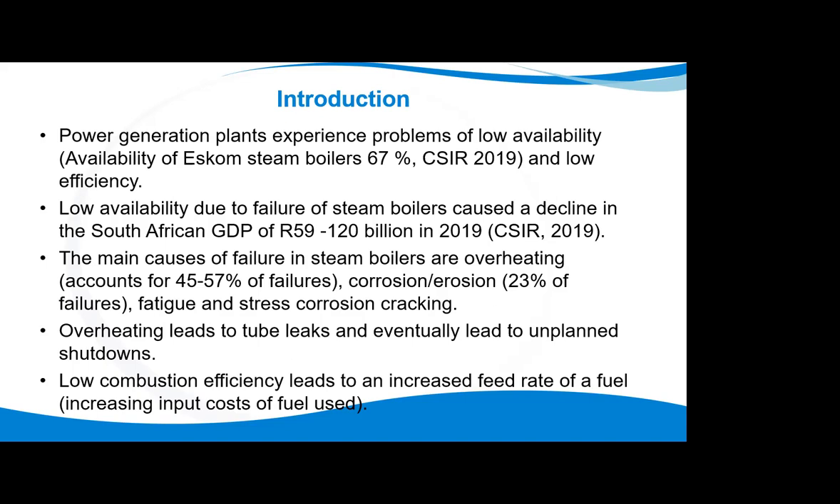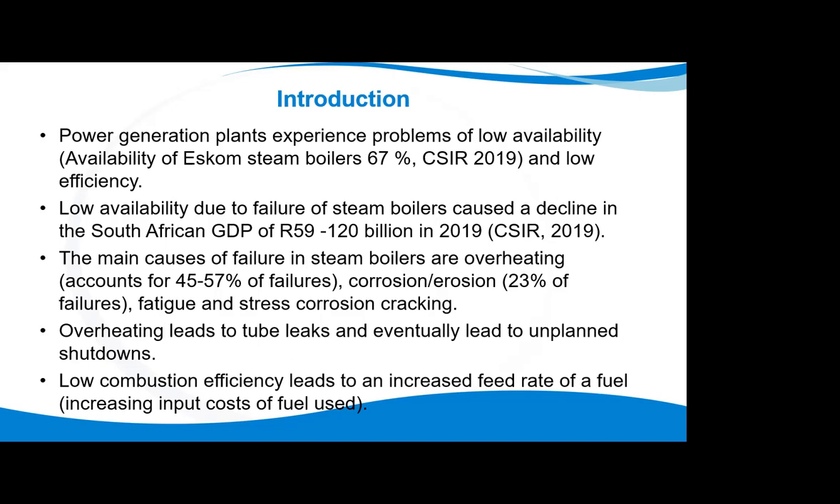And this low availability, which is caused by failure of steam boilers, caused a decline in the South African GDP of between 59 billion and 120 billion in 2019. So that's according to the CSIR study. And as you know, in South Africa, this is commonly known as load shedding. So this is the cost of load shedding to the South African economy in 2019.